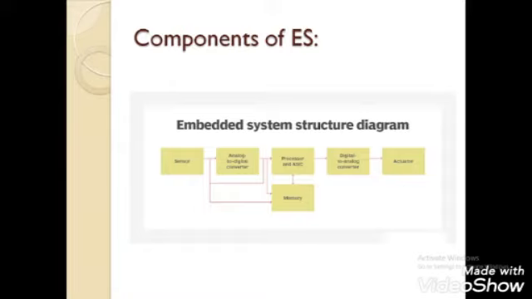Another main part, or the brain, of the embedded system is the processor. It gives all the instructions to the sensors, what to do and what not to do, and to other parts of the embedded system. For example, in Arduino, the Atmega328 is the processor of the Arduino Uno.